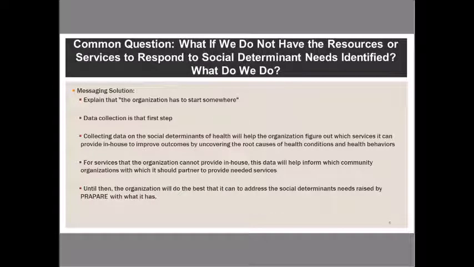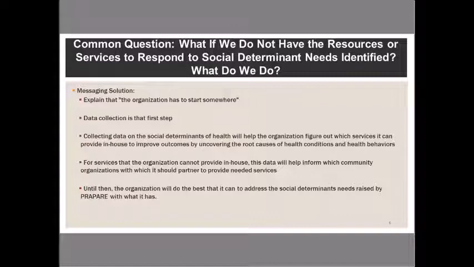And this is a question we take very seriously because we don't want you to just collect data for the sake of collecting data, particularly sensitive data that's on people's lives. But we've learned from our early adopting organizations that you really need to start somewhere, and data collection is that first step. So by collecting data, that will really help your organization figure out what services it can provide in-house. Or maybe your organization has services in-house, but they're just not very well known by your patients or your staff, and so you may have some resources or services in-house that are really kind of underutilized.